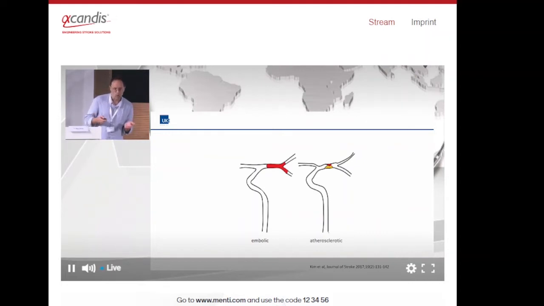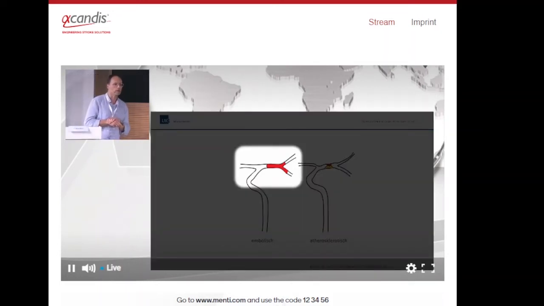When we go back to our schematic drawing, on the one hand, we have the ICAD as an underlying disease, and on the other hand, let's say it's an embolus. And I don't want to sound arrogant, but I would say when I do 3 passes in best medical practice and really concentrate and do my best and still don't achieve recanalization, maybe there's not something wrong with me and my technique, but with the thrombus.